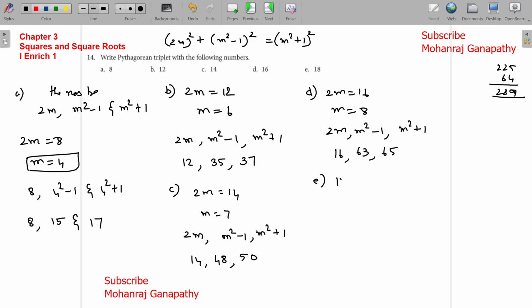E. 18. So we can consider 2m as 18. M is equal to 9, since 18 by 2 is 9. So our required numbers are 2m, m square minus 1 and m square plus 1. 2 into 9 is 18, 9 square minus 1, 81 minus 1 is 80, 81 plus 1 is 82. Is it clear?